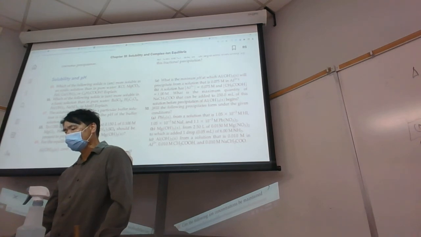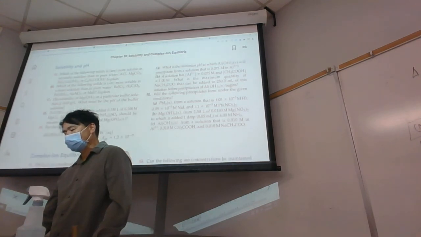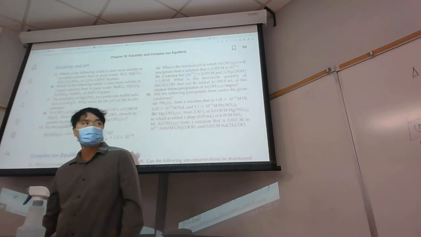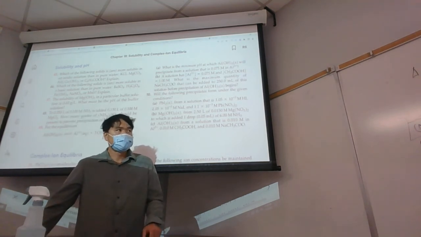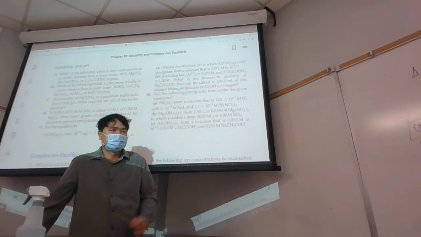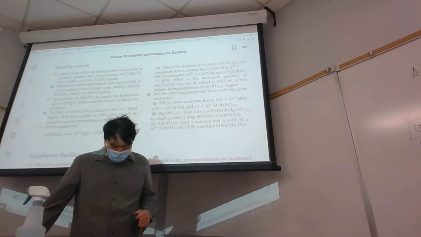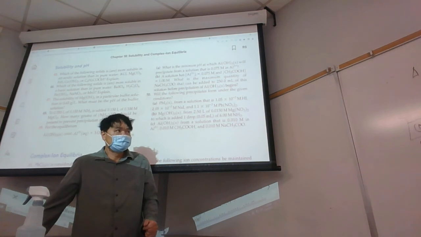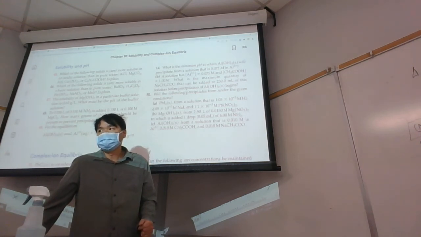A quick question. This was the example that we just did on the board. If we were to look at this in a stepwise fashion, finding the concentration for the silver would be the first step, and then the second step would be finding the concentration for the chromate, and then the third step would have to be the solution dilution of both. And then the fourth step would just be finding QSP and then juxtaposing it with the KSP. That would be it.